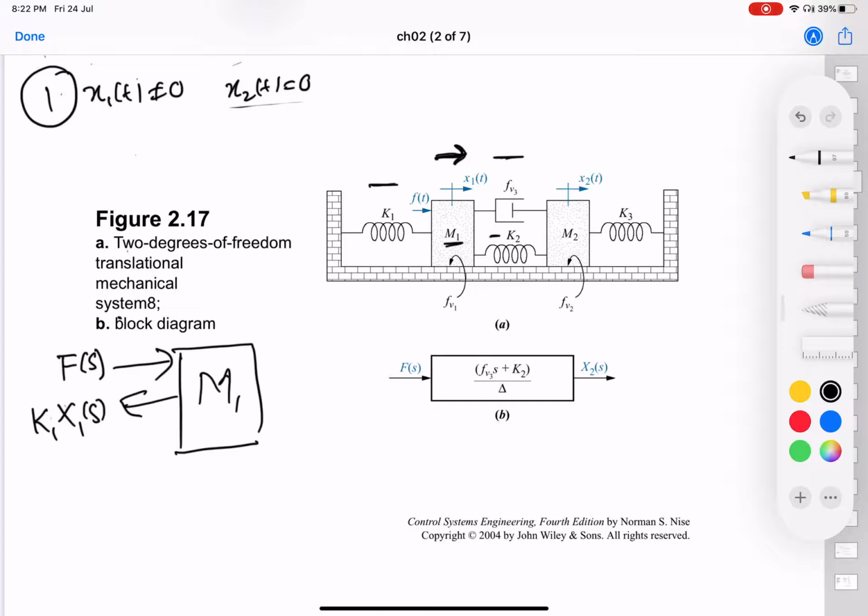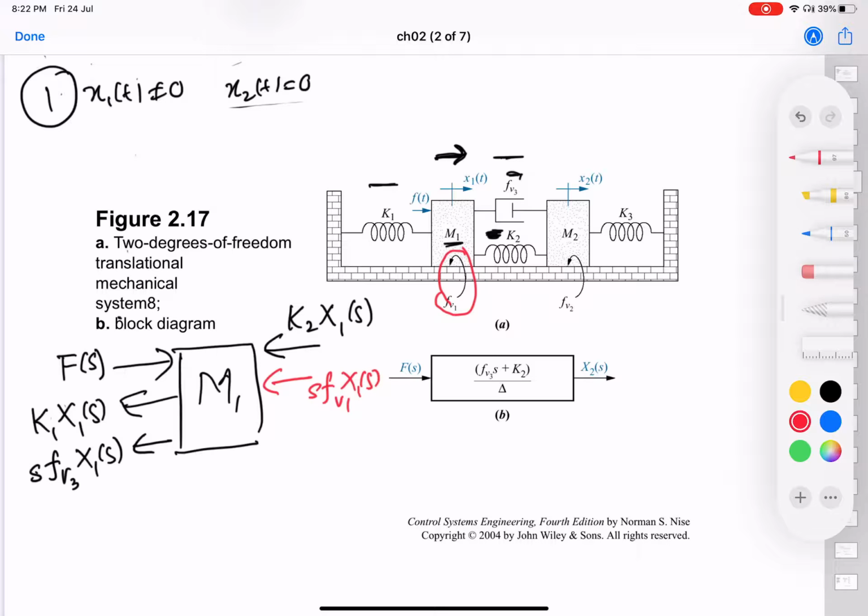And what else is retarding the motion? The damper on this side is retarding the motion, so s f_v3 x1(s) would be the retarding force because of the damper here. And what is the retarding force because of this spring here? It will be K2 x1(s). And you also have this friction here, which is shown with the friction with the surface. So you have a retarding force because of that, which is s f_v1 x1(s). And in addition, you have a retarding force because of the mass m1, which is going to be s squared m1 x1(s).